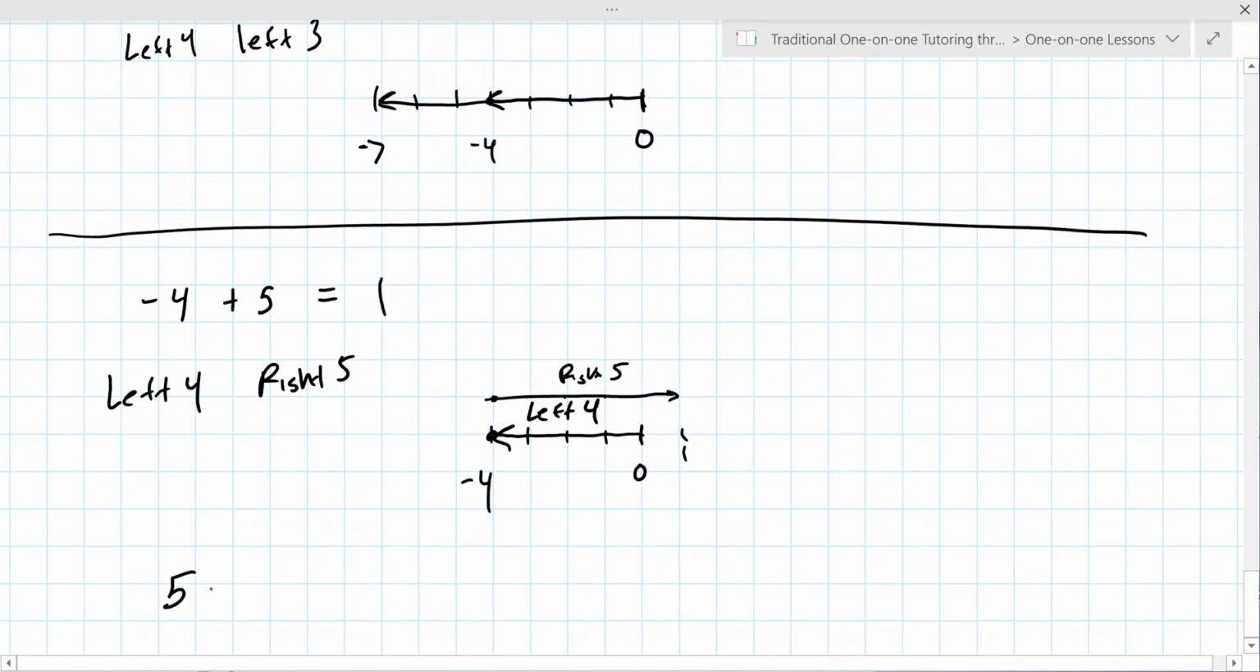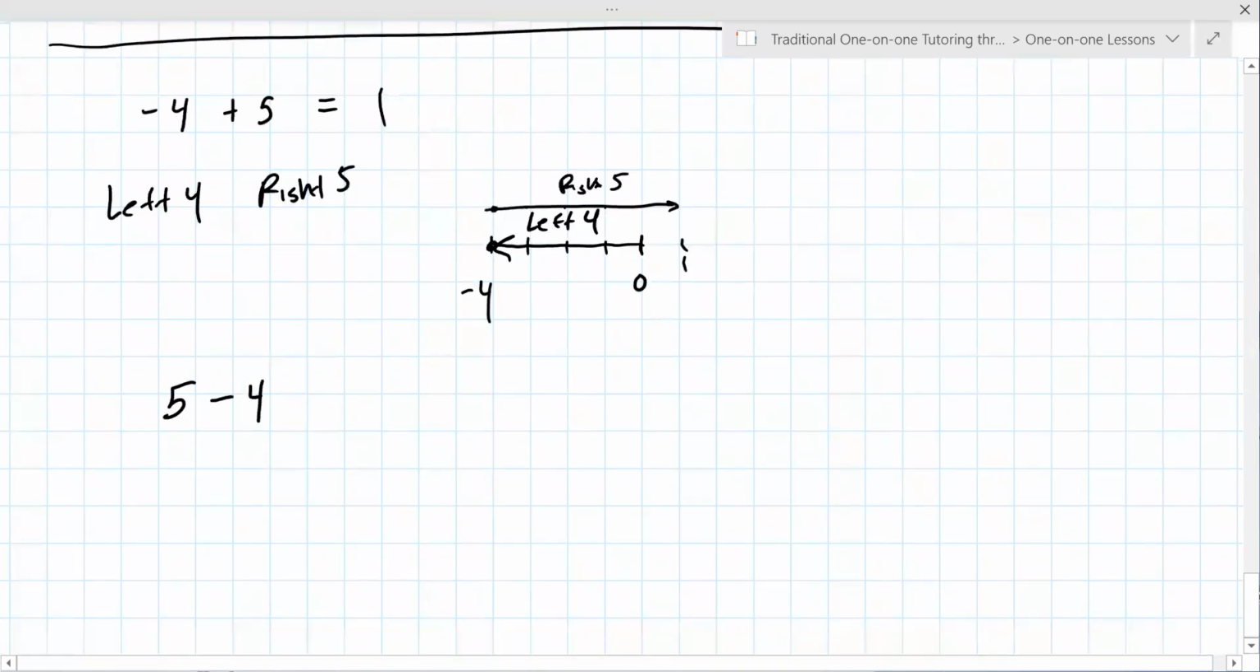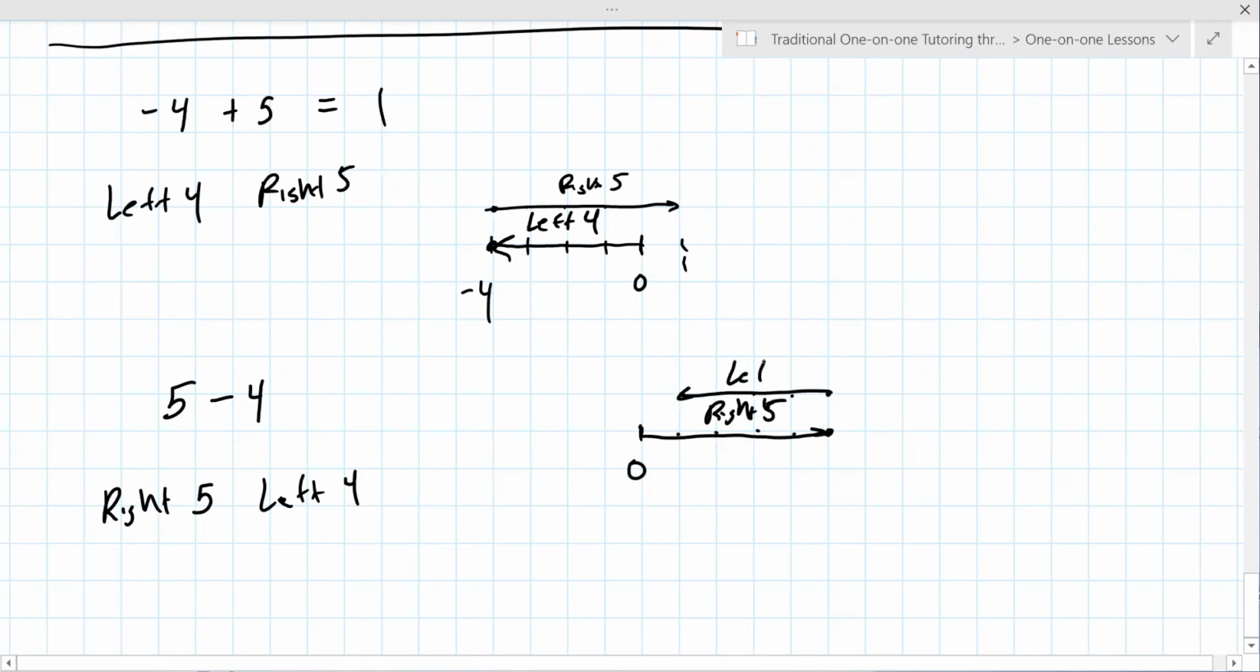What is 5 minus 4? It's 1. Well, it's right 5, and then it's left 4. So you start at 0 again, right here, but this time you go right 5: 1, 2, 3, 4, 5. But then you come back 4: 1, 2, 3, 4. So you get back right where you started, which is 1.